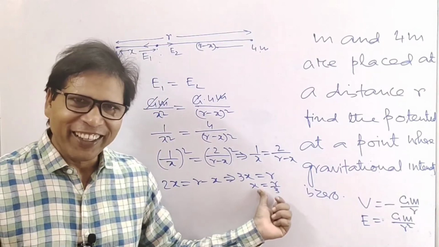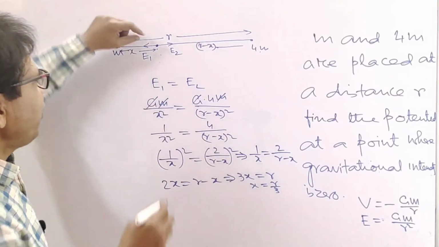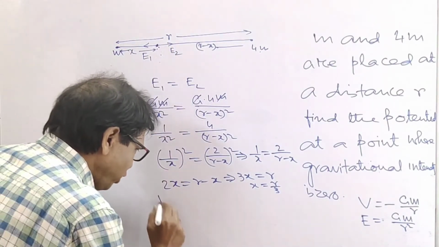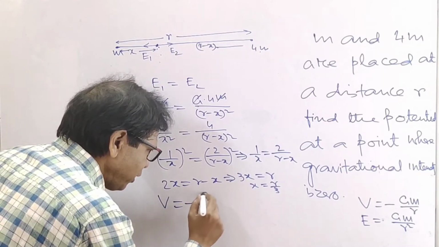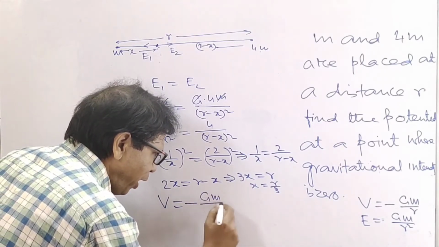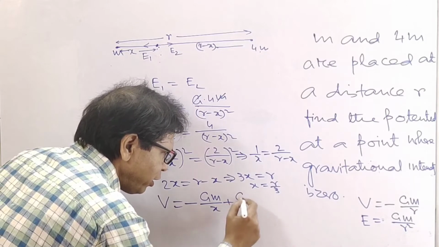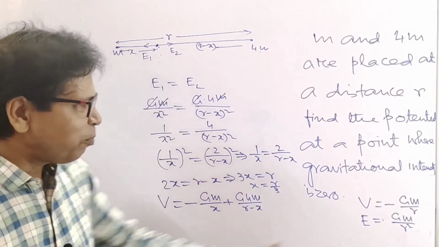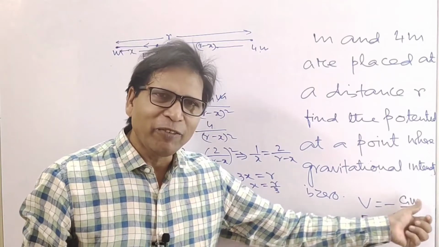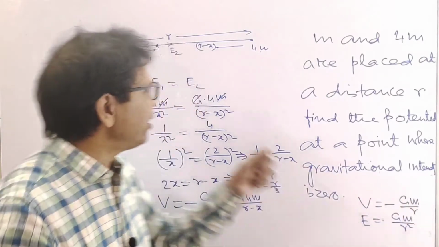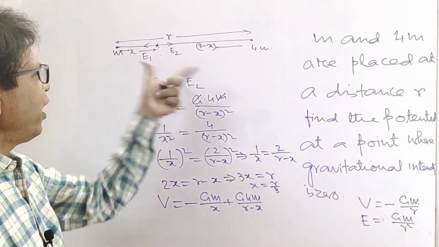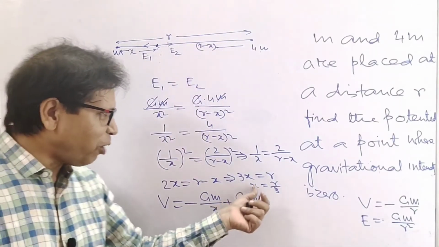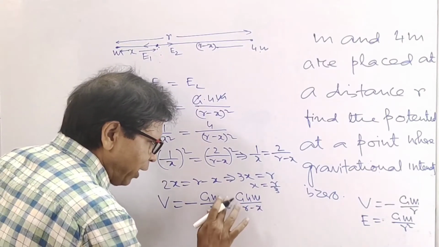Okay, understood? Now we have to calculate the potential at this point. So potential at this point, V equals minus GM by x plus G4m divided by r minus x. Look at this, potential is G into m by distance. This distance is x and this distance is r minus x. Okay, now put the value of x here. Sorry, this is the minus sign.